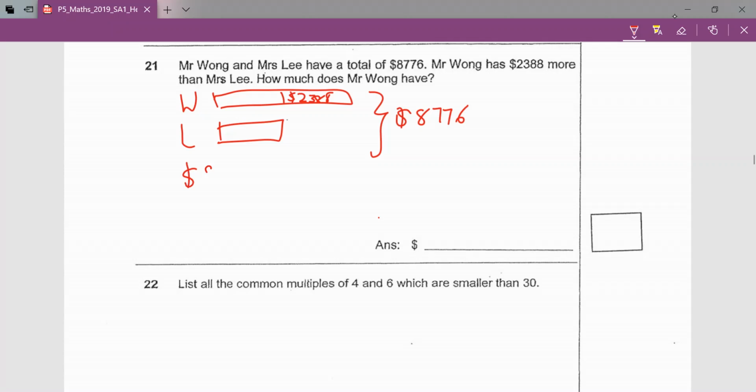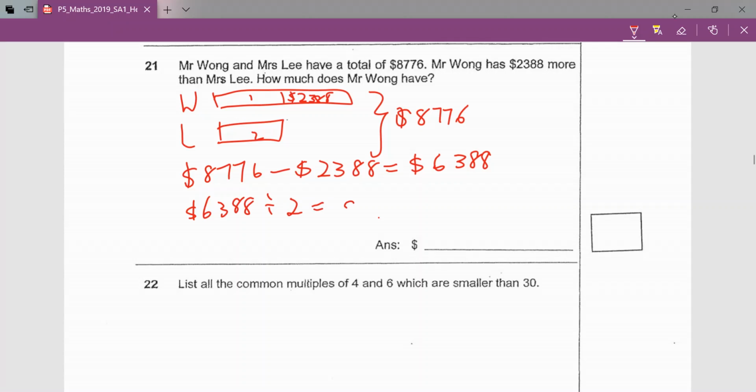So you have 8,776 minus 2,388. You're going to get 6,388, which represents the 2 units over here. So you use 6,388 to divide by 2 units. It will give you 3,194. You add back the 2,388 more that Mr. Wong has. You're going to get 5,582. That is the final answer for how much money Mr. Wong has.